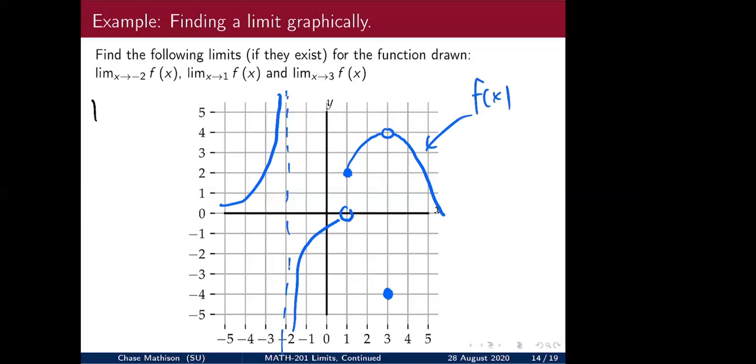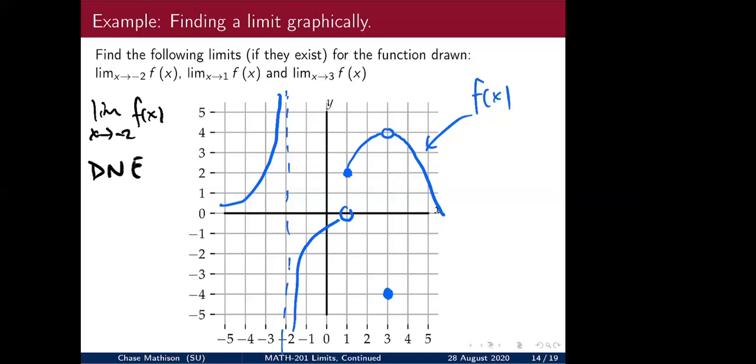Okay, well, we want the limit as x approaches -2 of f of x. Well, who can tell me? We've seen a limit like this before. It does not exist. From the left, f of x is approaching positive infinity. From the right, f of x is approaching negative infinity as x approaches -2. So this limit does not exist.